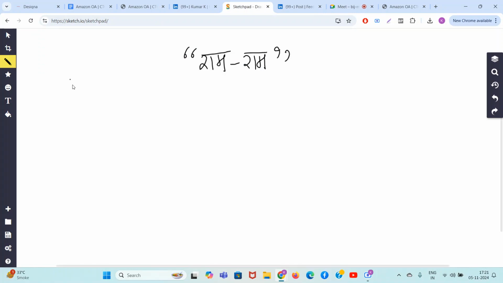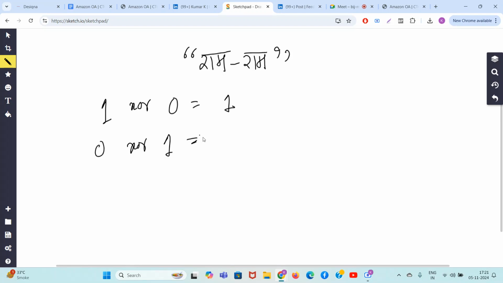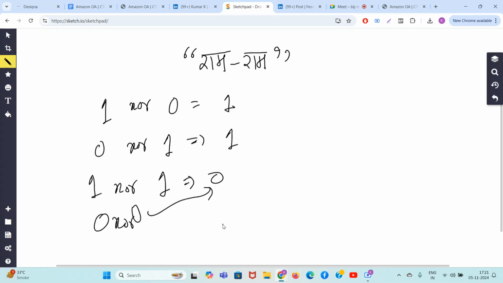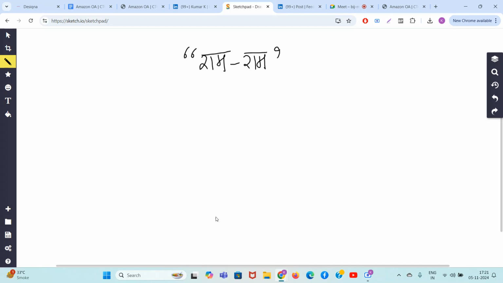So guys, for XOR now, always remember that 1 XOR 0 is 1, 0 XOR 1 is also 1, but when there are two same numbers, 1 XOR 1 is 0. Also 0 XOR 0 is again 0. Okay, so if I give you any decimal number like 5 XOR 4, what will you do?